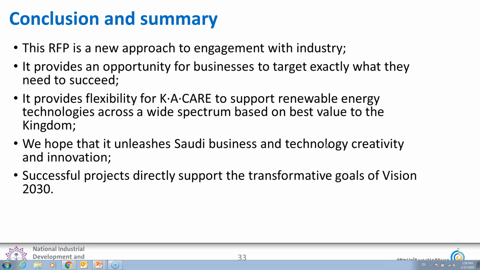Can government universities participate in this projects? And can one bidder participate in more than one project? The answer is yes and yes. Government universities may not be prime bidders, but you can be in partnership with the Saudi private company in any capacity that you both agree on.